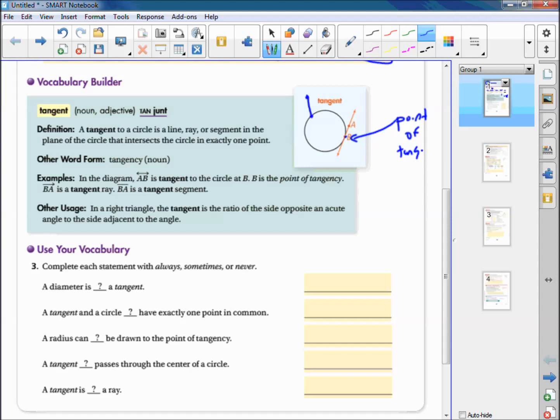All right, so for other usage, in a right triangle, the tangent is the ratio of the side opposite an acute angle to the side adjacent to the angle. So the ratio of the opposite and adjacent sides.